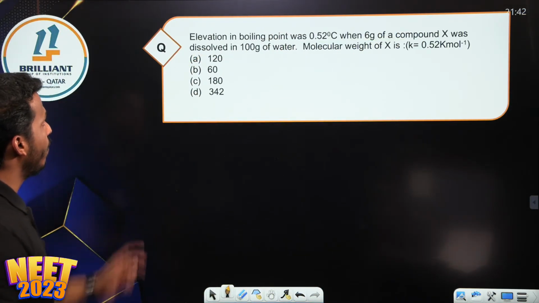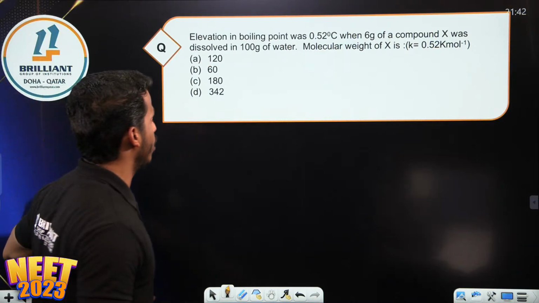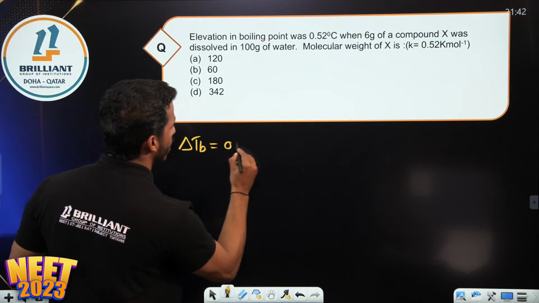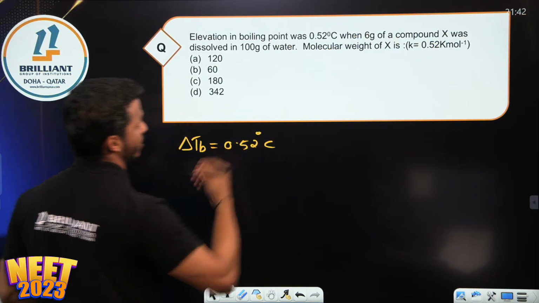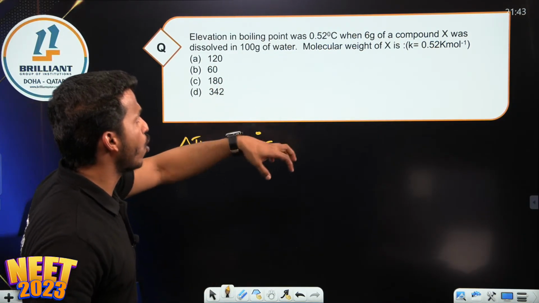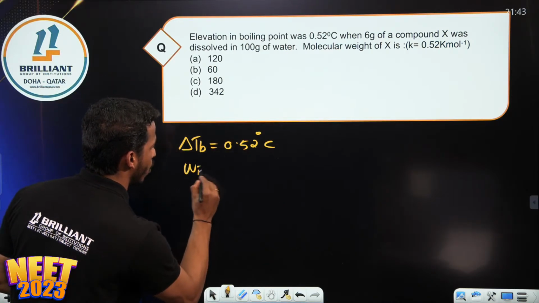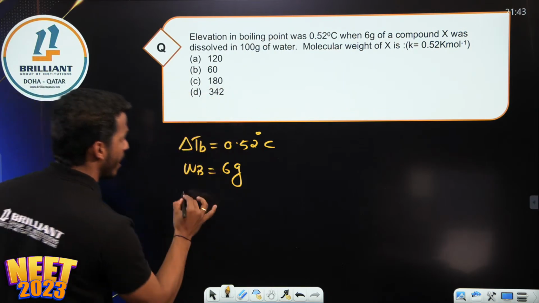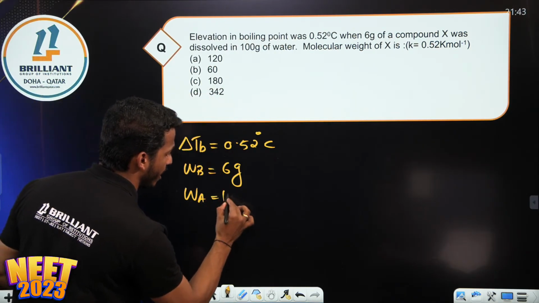Next one: elevation in boiling point. Delta TB equals 0.52 degrees Celsius when 6 gram of compound X, so the weight of solute is given as 6 gram, was dissolved in 100 gram water. So what is the weight of solvent?